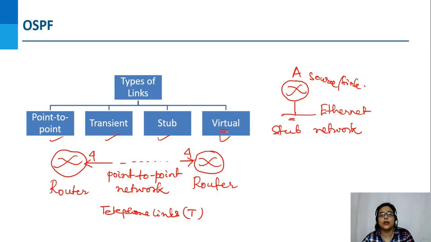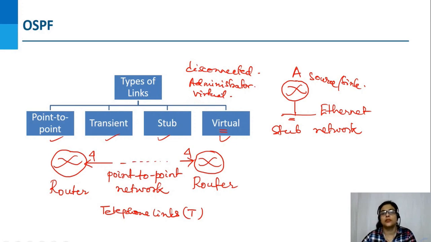For virtual types of links, if all other links are broken or disconnected, then the administrator is responsible for creating this virtual link between nodes of the network, and it may consider a longer path link to the nodes of the network.